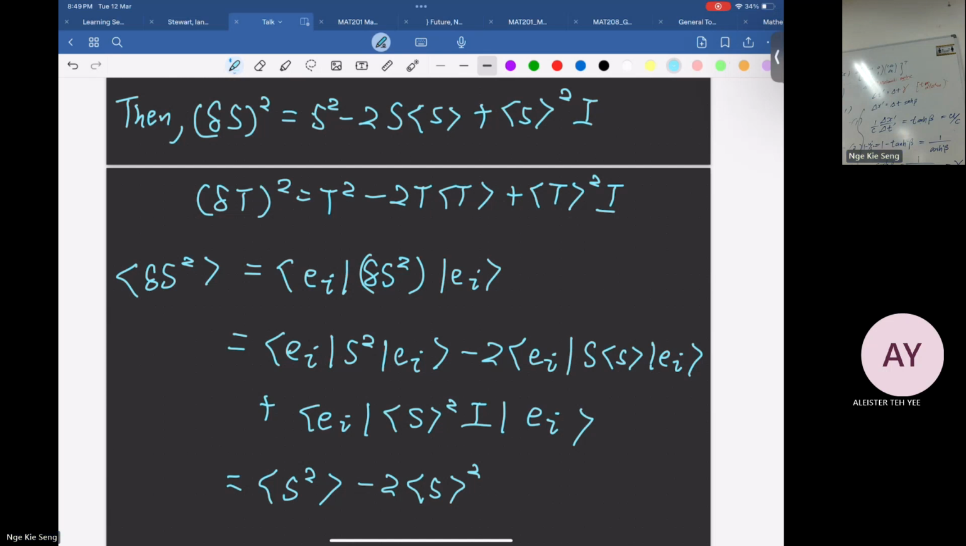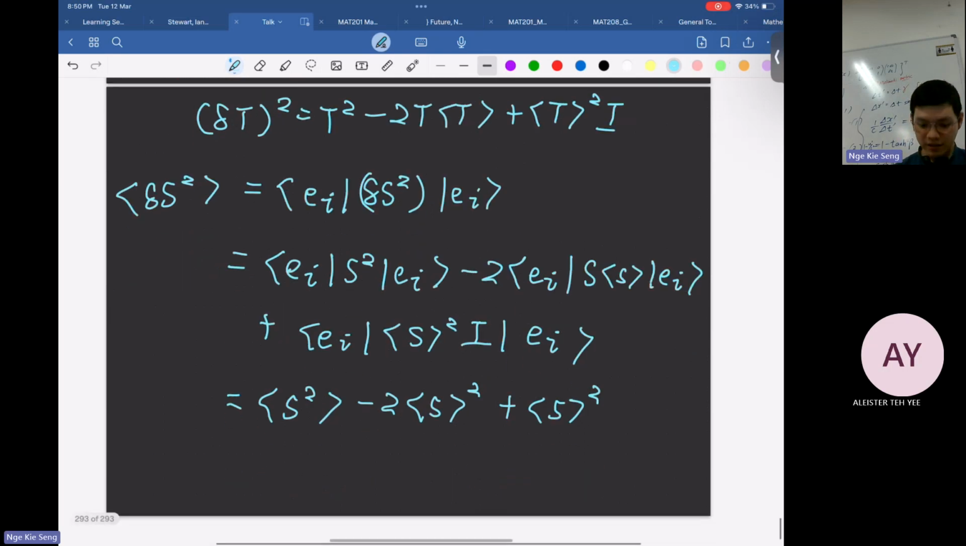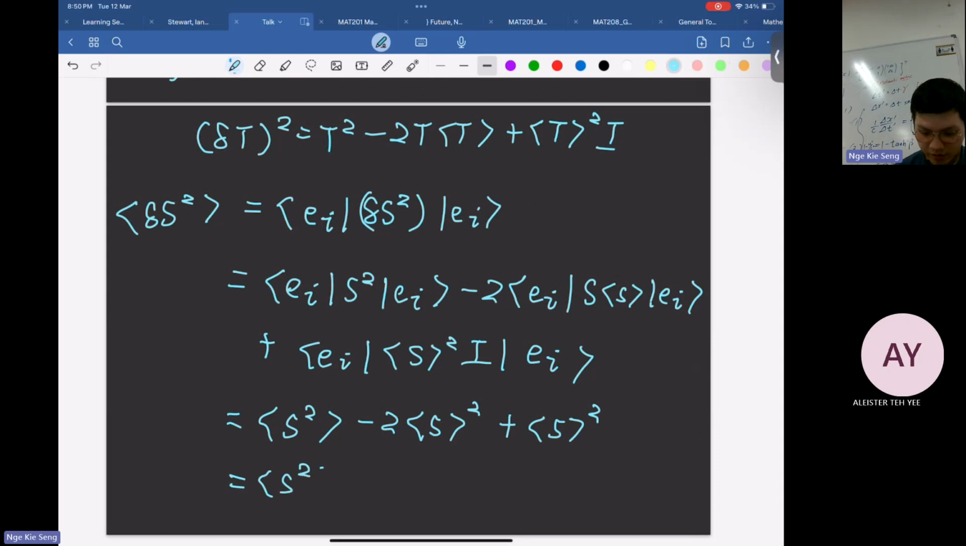This one, this x squared is what? Together, pulling out again. But in the middle is what? Identity. What's this? This is literally EI acting on EI, so EI dual acting on EI. So what do you get? You get square root x squared. So in the end, you will get square root x squared minus bracket x squared. This is what you get.